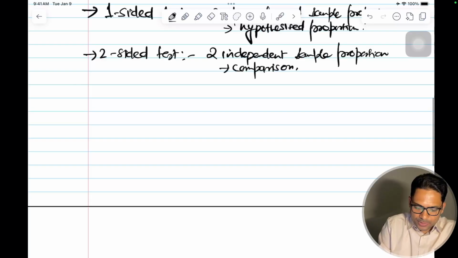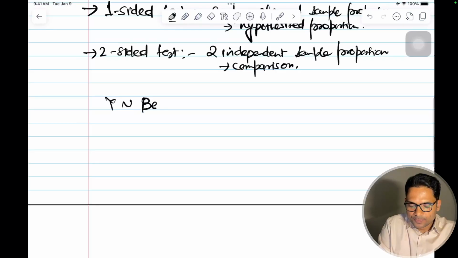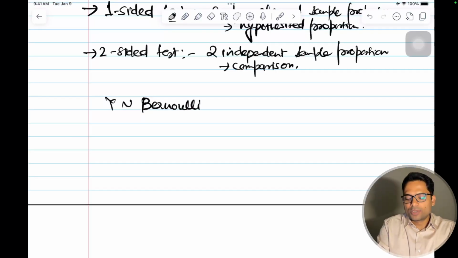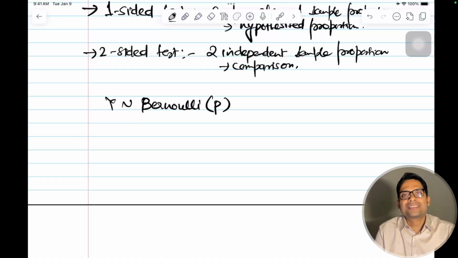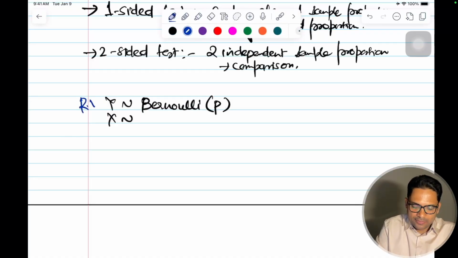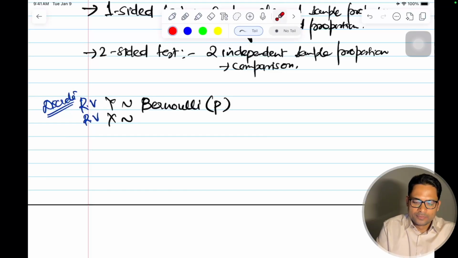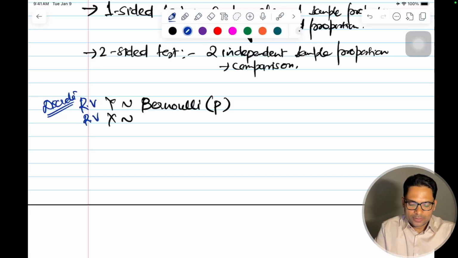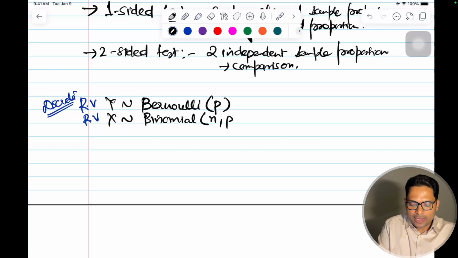Let's assume, for example, whatever we are observing, the data y is a Bernoulli with probability of success p. These are random variables, and we are saying that these are the distributions. These are discrete, countable random variables we are modeling. And for n Bernoulli trials, we have a binomial, and the distribution is given by n and p.